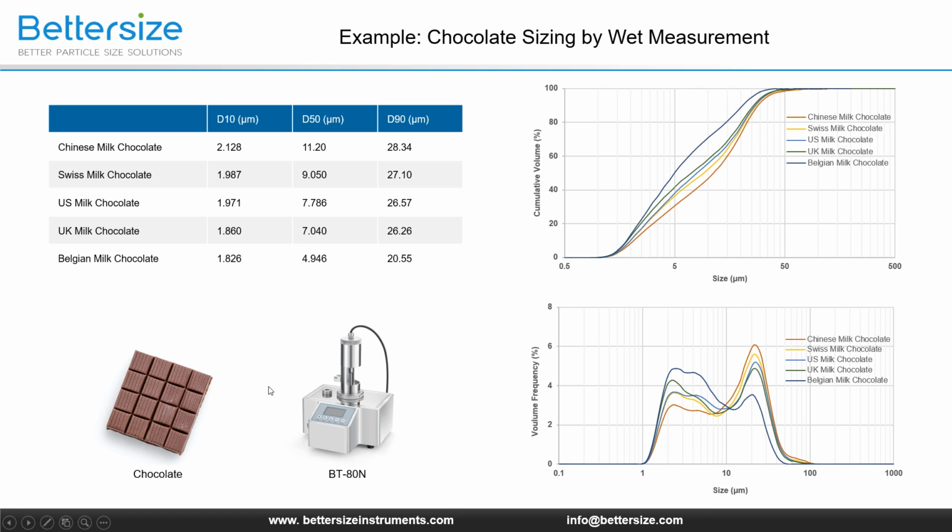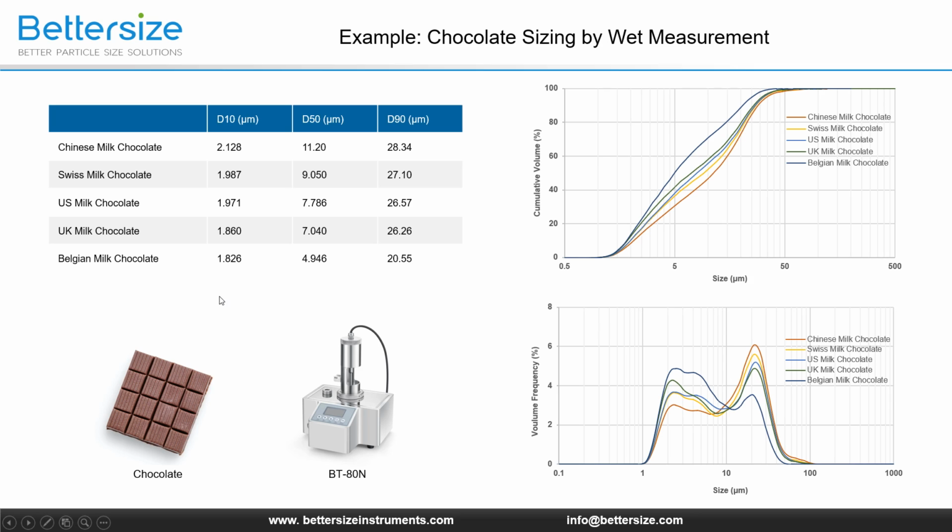Let me show you an example of wet measurement. The particle sizing of chocolate. By measuring chocolates from different countries, we can investigate the sensory differences caused by their physical properties.